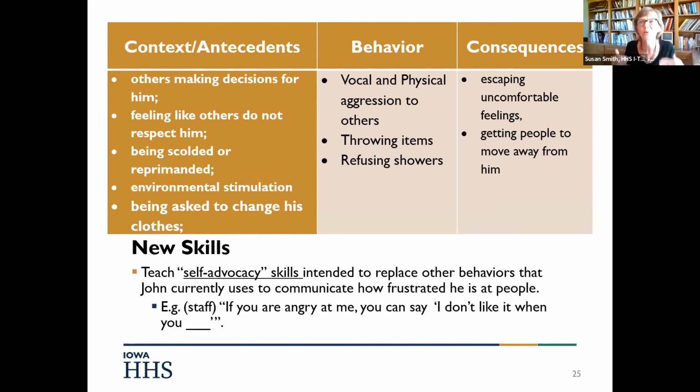And then we can always work on changing the tone of voice. But the first step is to get him to use that new skill. So that's one example of what that could look like. Let's look now at the next slide.